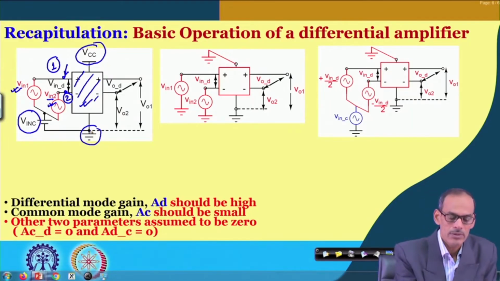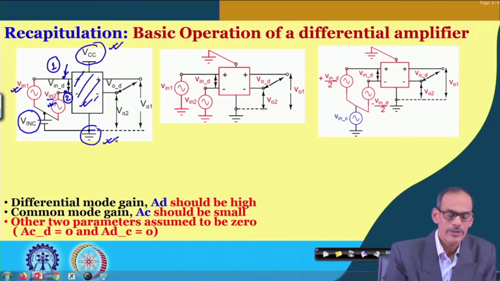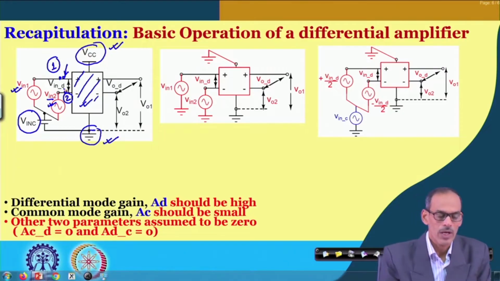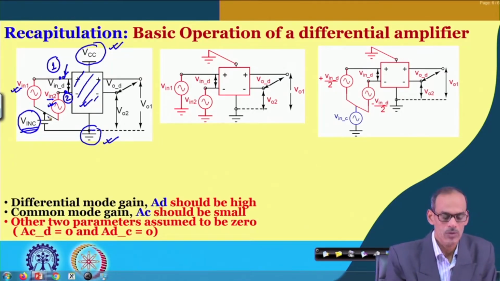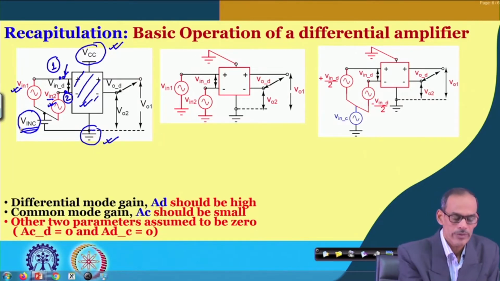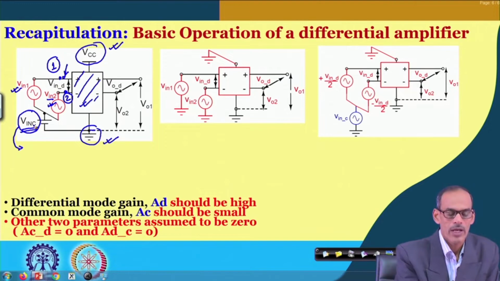Since in this supply connection we have only one supply, namely VCC, and the common terminal is ground, invariably we need a positive DC voltage at both terminal 1 and terminal 2. Unless otherwise stated, we assume that the DC voltage at terminal 1 and terminal 2 are equal, and we refer to this DC voltage as the input common mode DC voltage, V INC.